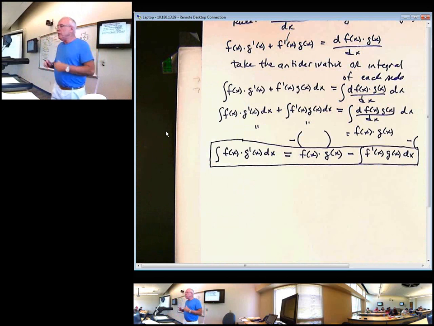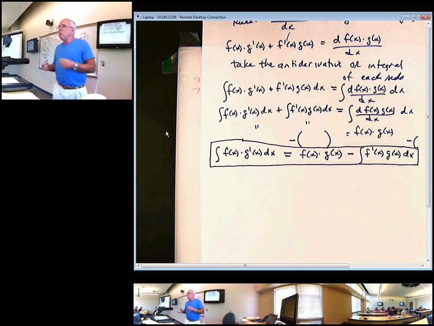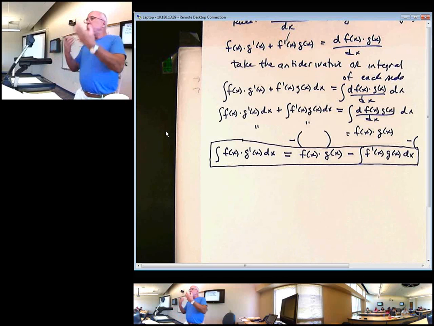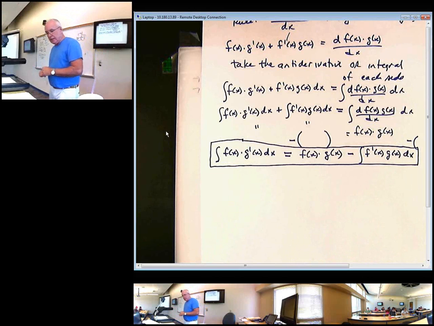Offhand, it doesn't seem like, well, what is this giving me? What we're going to see with the examples is that it allows you to simplify something that's in the integral so that you can get the antiderivative. And we'll see when we do examples.